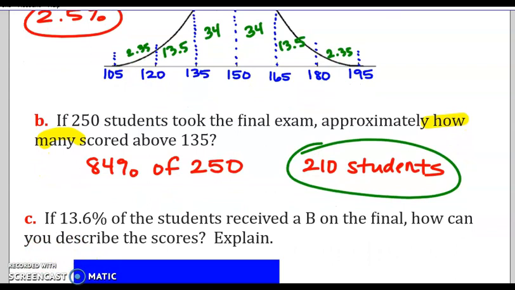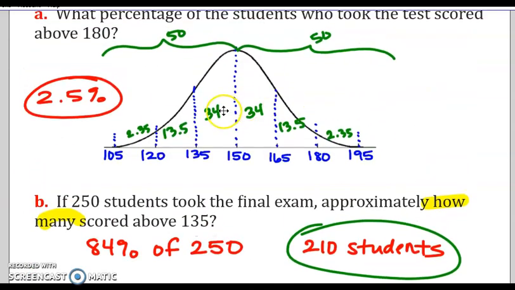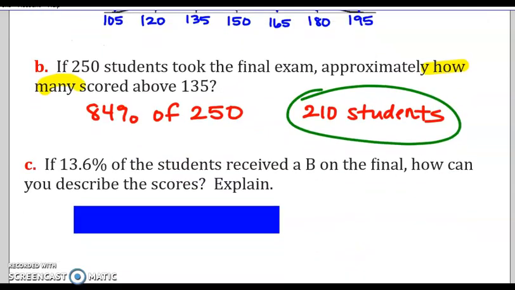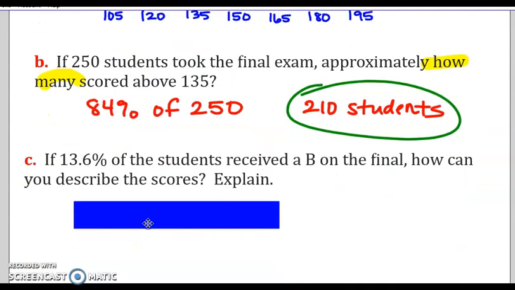And then lastly, again, we talked about this in the previous video, if 13.6% of students received a B, well, I know B is above average, so it'd have to be somewhere in this range over here. And it says about 13.6. Well, hey, that's about 13.6. Takes place between 165 and 180.